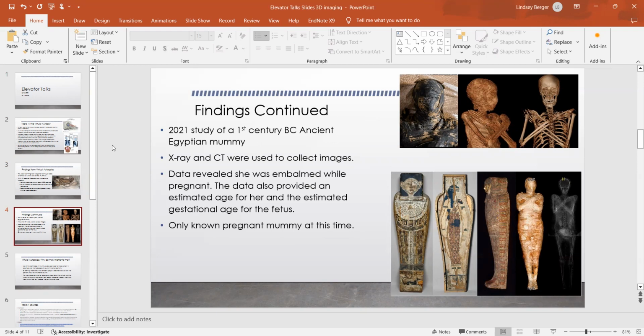This particular mummy underwent X-ray and CT imaging. You can see examples of both of them here. You can see how much more lifelike and detailed the CT images are versus an X-ray. You can see a mass down here in the X-ray, but you can't really tell much about it. The CT was able to reveal it was a fetus, where in the gestation that fetus was, and some other really cool details about the sarcophagus and the wrappings.